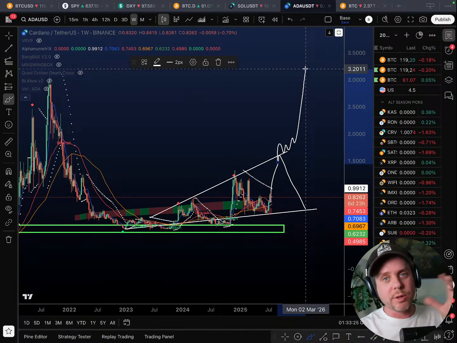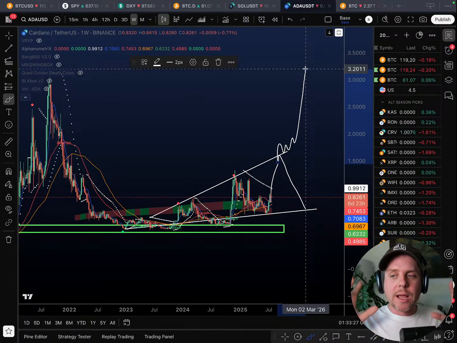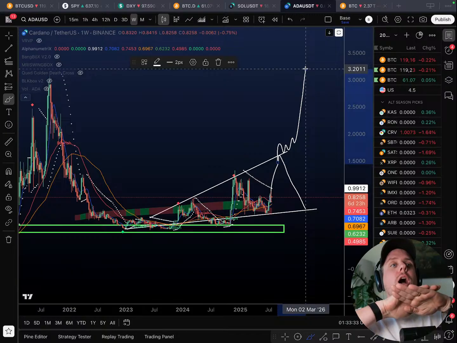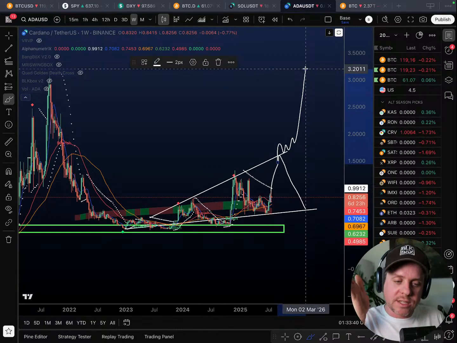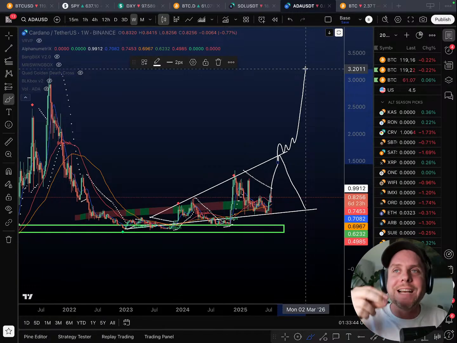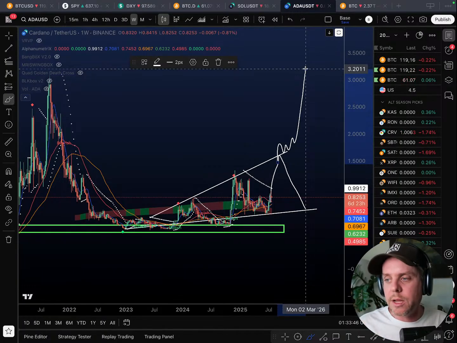So it's a double-edged sword with broadening wedges. My advice to you, if you are wanting to trade Cardano, do not touch leverage. Do not touch margin because of this formation, the ascending broadening wedge. Sorry. It's just too risky to try and peg the bottom. It's going to be too volatile on your emotions.